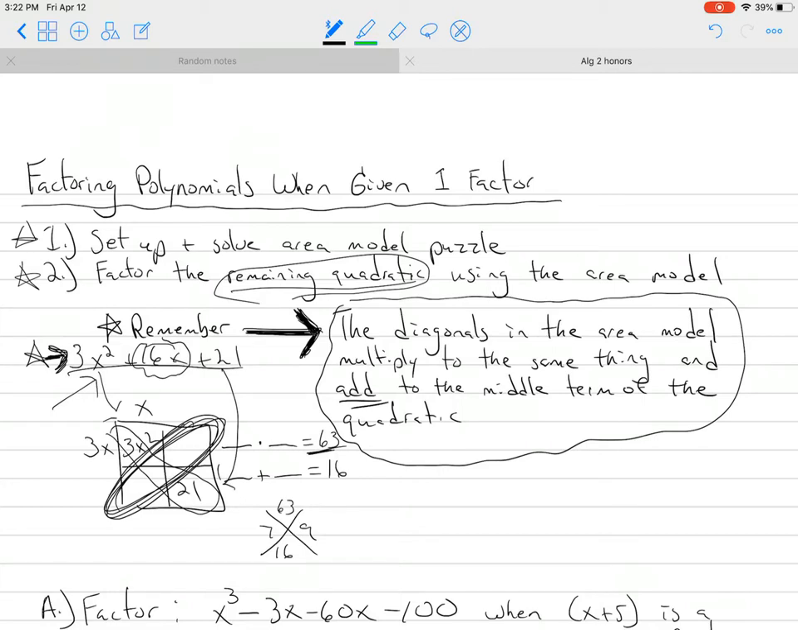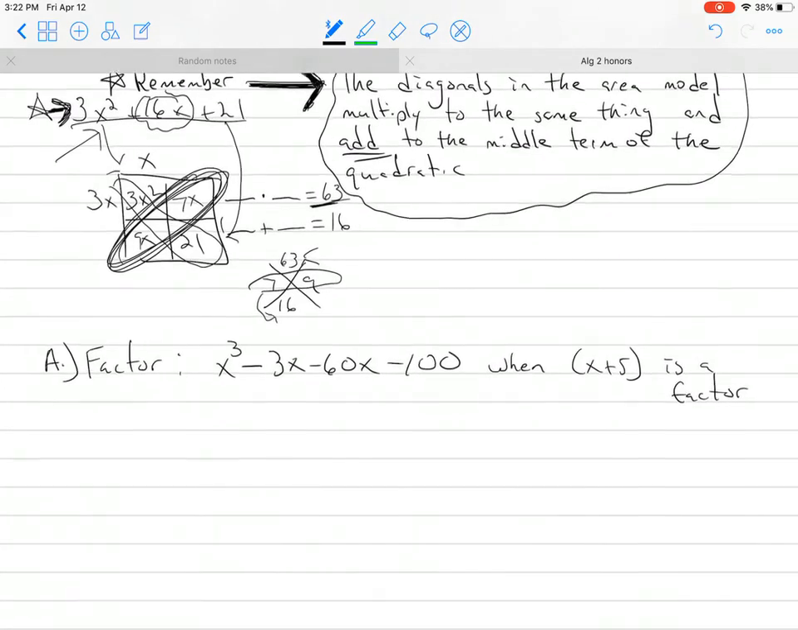So that's where I did this, right? 7 times 9 multiplies to 63. 7 plus 9 adds to 16. So I know that this is 7x and this is 9x, right? So then I can finish the area model puzzle from there. I'm not going to do that now, but that's just the reminders of how we've done that. We've done this all through the past.